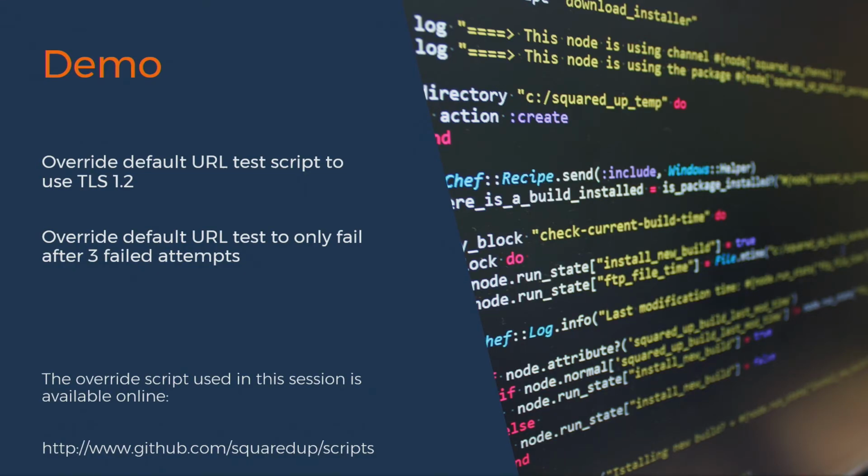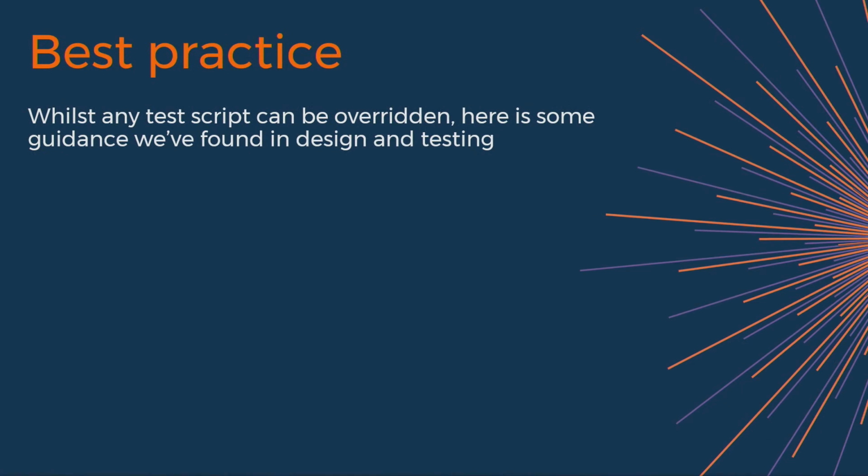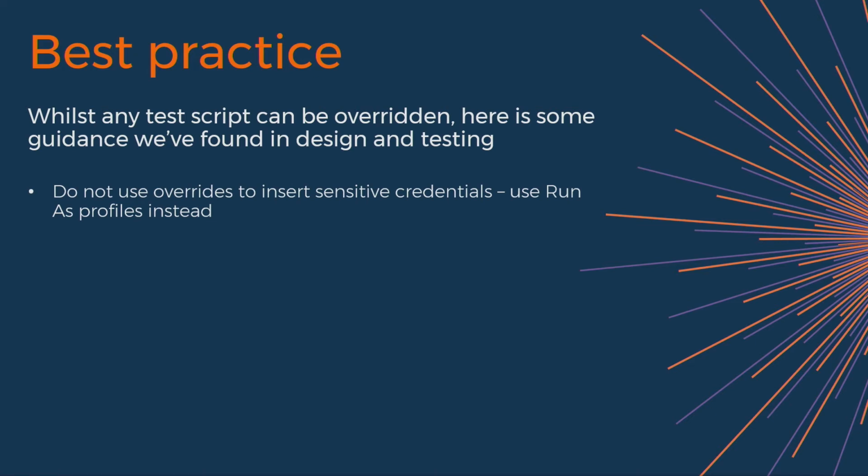So from us, a couple of recommendations. You can override all of them, but here is some guidance we found on the difference between overriding the web test and using the custom PowerShell availability. First thing: please do not use overrides to insert sensitive credentials. Use the run as profiles in SCOM for this instead.